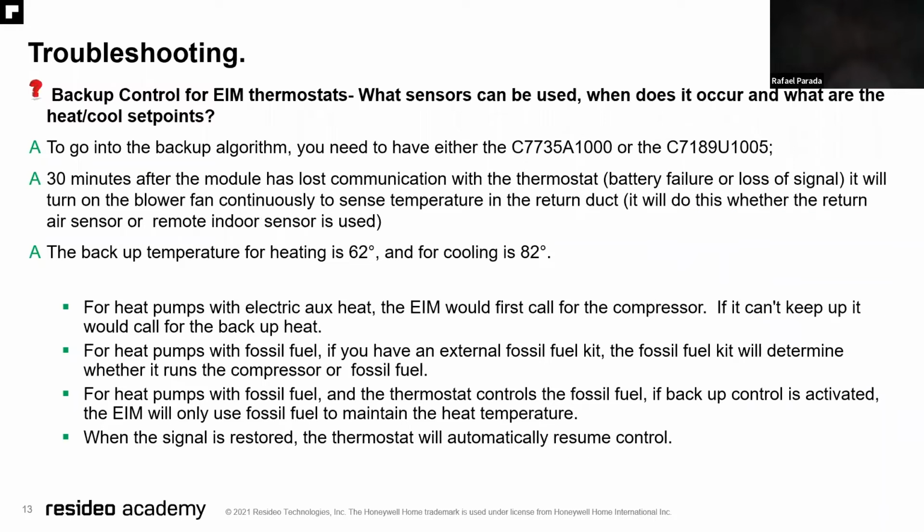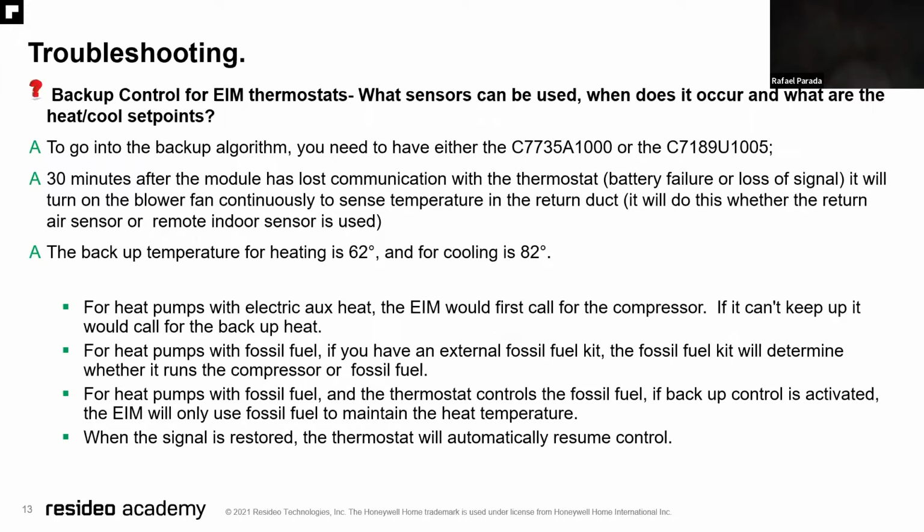So, if the thermostat loses communication with the equipment interface module, will the equipment interface module have a backup control? And if it does, when does it occur? And what are the heat and cool set points? These are pretty common questions we receive. And what is going to happen is, yes, if the thermostat loses communication, the EIM can take control of the heating and cooling set points and run the system.